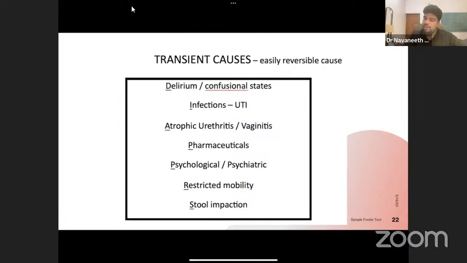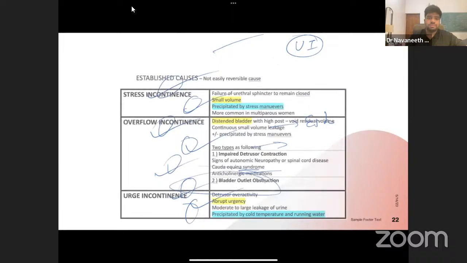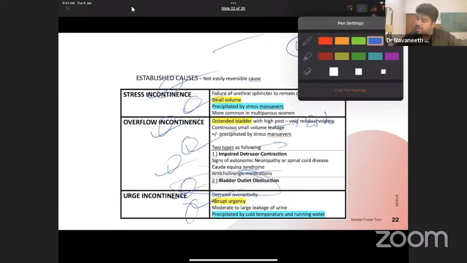This is the mnemonic that I was talking about, for transient causes of urge incontinence: delirium or confusional states, infection, atrophic vaginitis, which is basically estrogen deficiency, pharmaceuticals, drugs like, for example, diuretics, then psychological or psychiatric problems, restricted mobility, which cannot be guessed, and then stool impaction. These are transient causes. DIAPPERS, diapers.